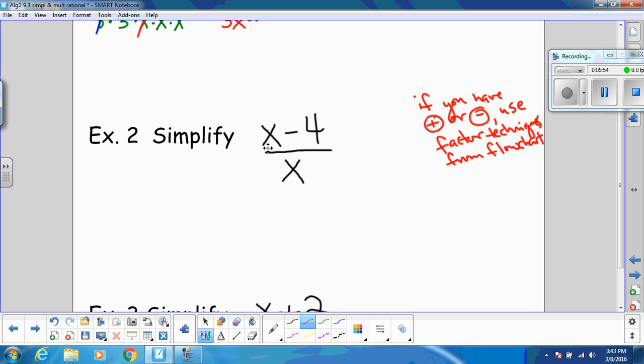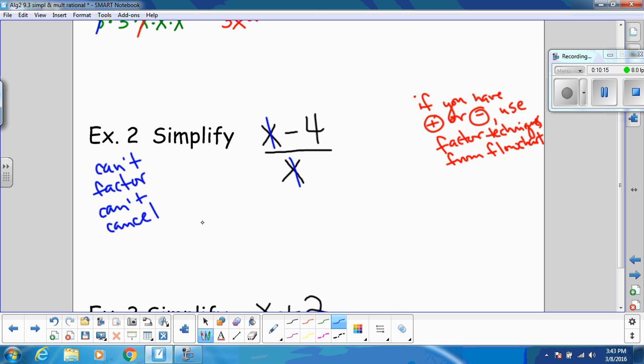So here's the catch-22 of this. We can't factor anything here, and I can't cancel anything. And here's the thing that most people want to do. Most people see these x's and they want to cancel those.